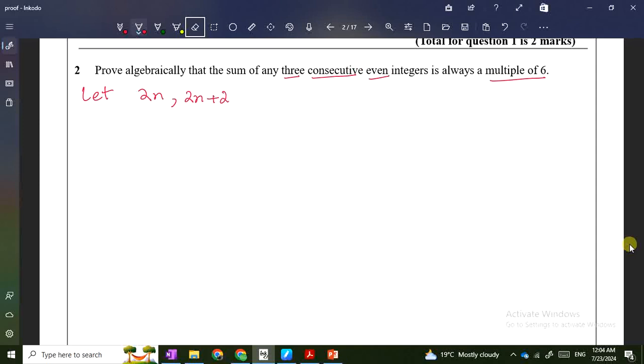If you add 2 to it, it will be the next even number. Let's say n is 1, so 2 times 1 is 2, and 2 times 1 plus 2 will be 4. So this number is 2 and the next even number is 4, and the next even integer should be 2n plus 6. Not 6.